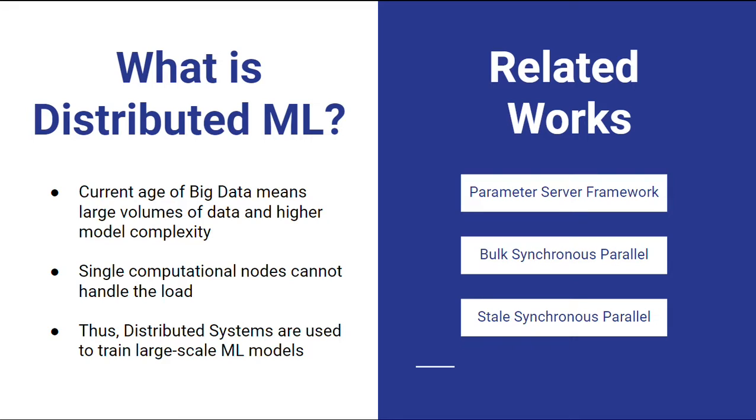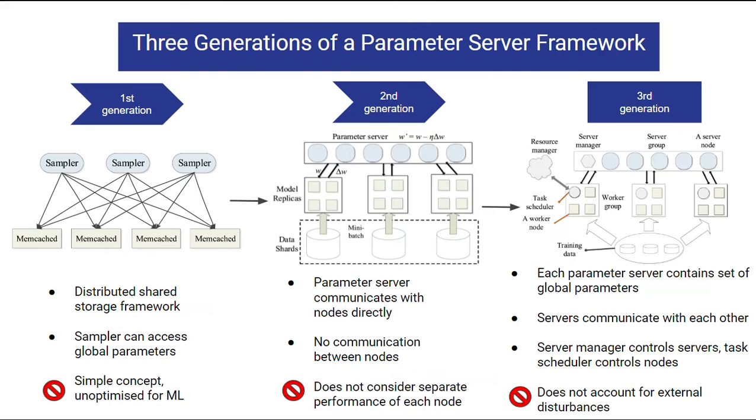Currently, there are three mainly used distributed machine learning systems, and they are parameter server frameworks, bulk synchronous parallels, and stale synchronous parallels. So as you can see, parameter server frameworks are currently on their third generation of improvement. The first generation connected nodes and memory caches that could communicate with each other and access global parameters, but this was a simple concept that was not optimized for machine learning.